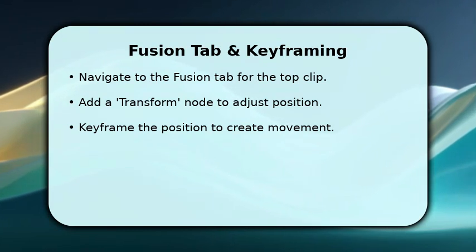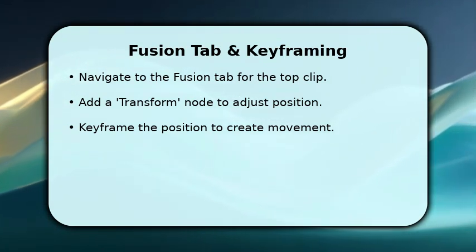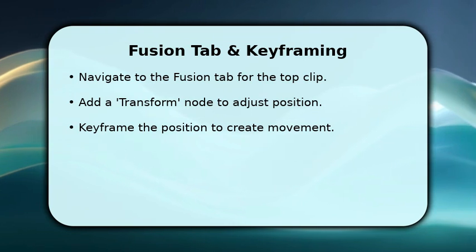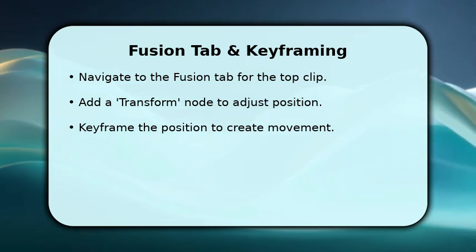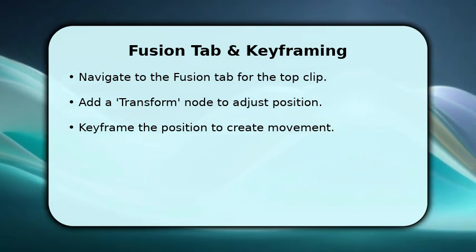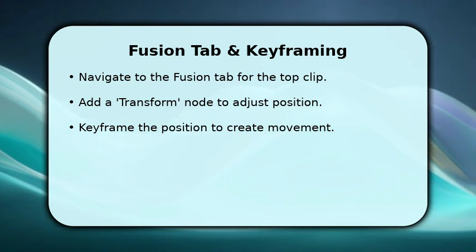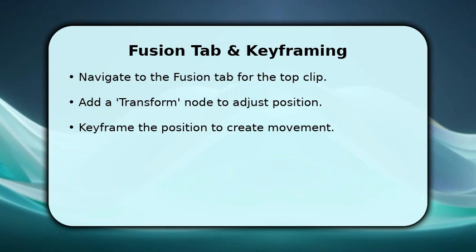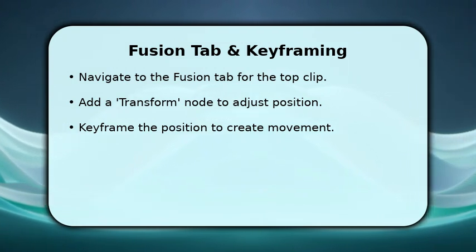Next, select your top clip and head over to the Fusion tab. Here, you'll want to add a transform node. This node is crucial for manipulating the position of your ghost. Set an initial keyframe for its position, then move forward a few frames and adjust the position slightly, adding another keyframe. This subtle movement will give your ghost a more ethereal and dynamic presence.